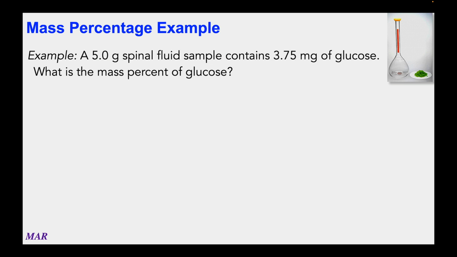Here's another example. This is an example of some spinal fluid that was taken out of someone. Oh, freaky. Anyway, their spinal fluid has 3.75 milligrams of glucose. They want to know the mass percent of glucose. All right, no problem. Remember that for these mass percentages, you have to use grams over grams or milligrams over milligrams. So make sure everything is in the same kind of unit.